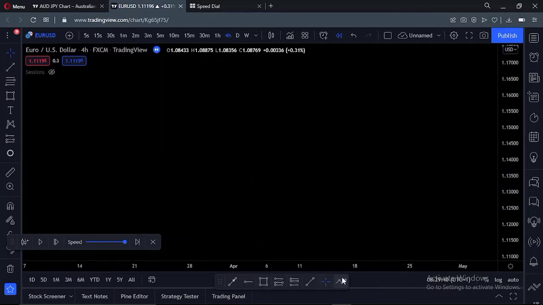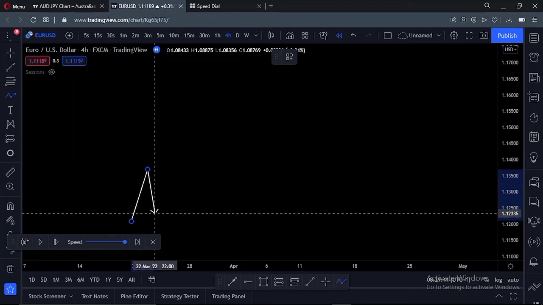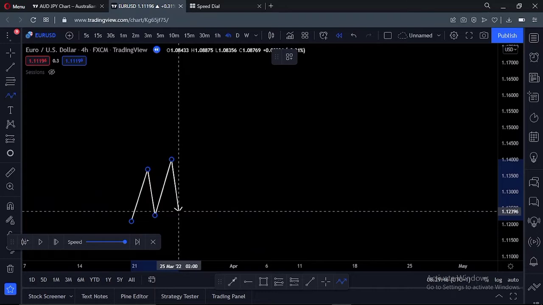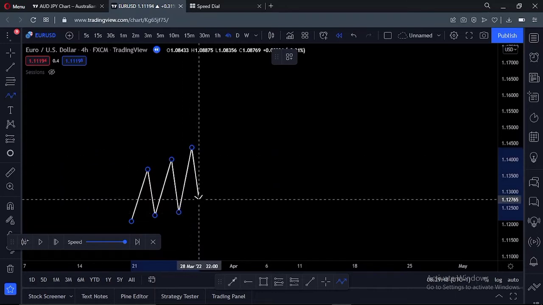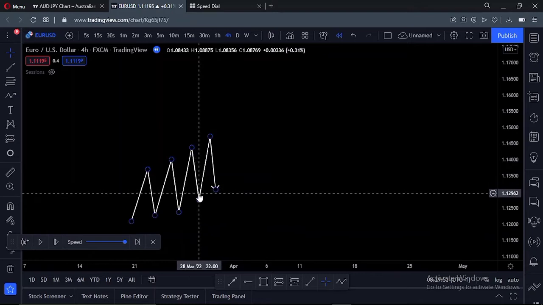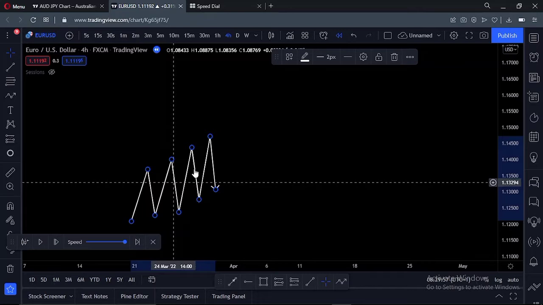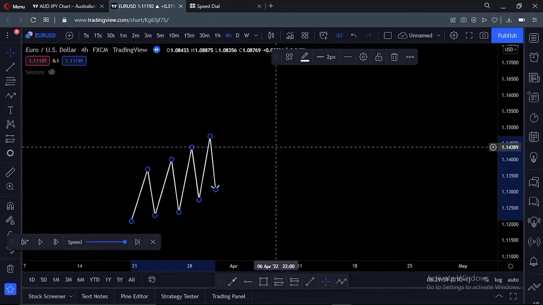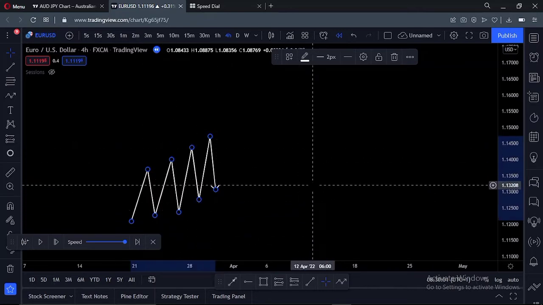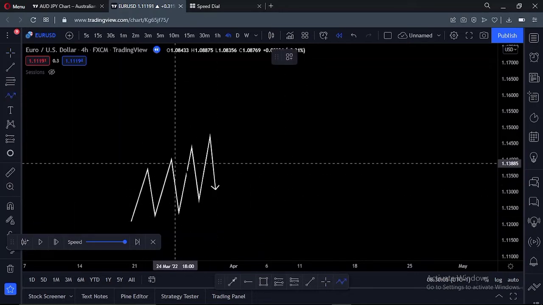So types of market structure, we have the bullish market structure, where price keeps making series of higher lows and higher highs. This is a textbook example of a bullish market structure. Obviously, the price chart is not as clean as this. If it's as clean as this, obviously everybody will be making billions of dollars. So this is a bullish market structure.